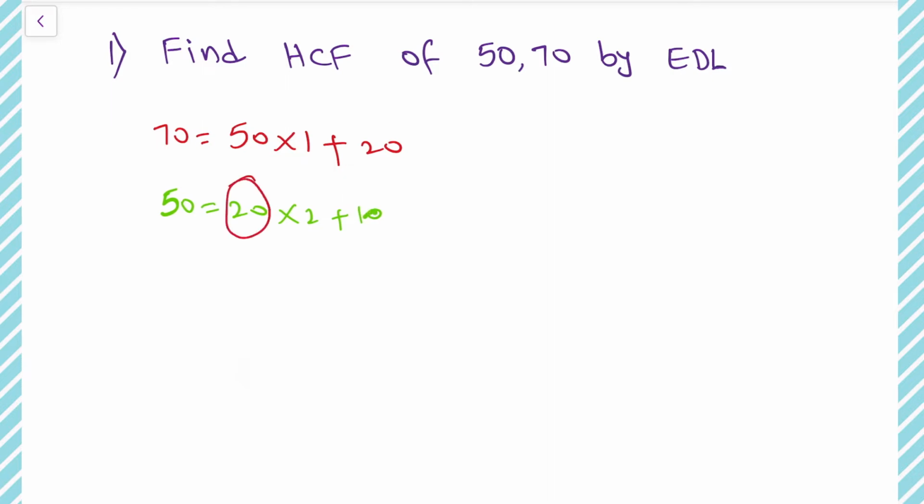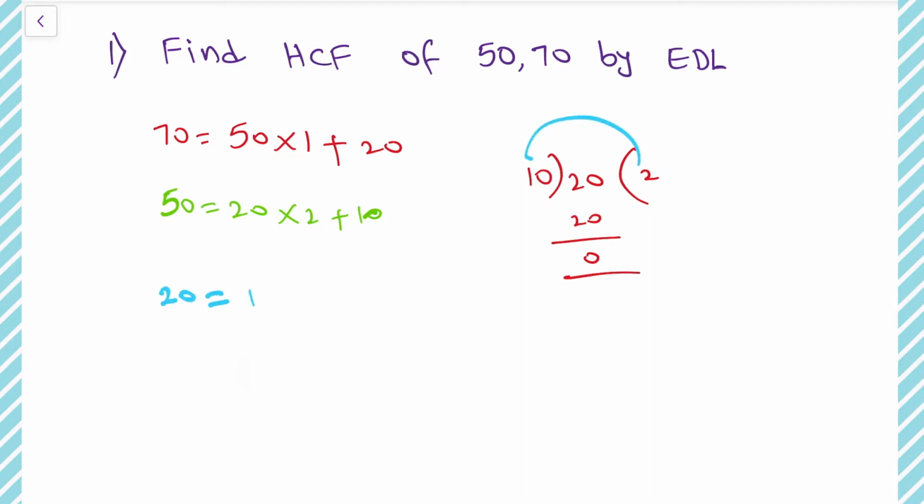Now continue the same step again. Here 20 and 10 we need to take. So let us do division of those two numbers, 10 and 20. 10 2s are 20. If you do subtraction, 0 will be the remainder. Now write this again in the form of A equals BQ plus R. So 20 equals 10 times 2 plus 0 remainder. Whenever we get the 0 remainder, we need to stop the process there.